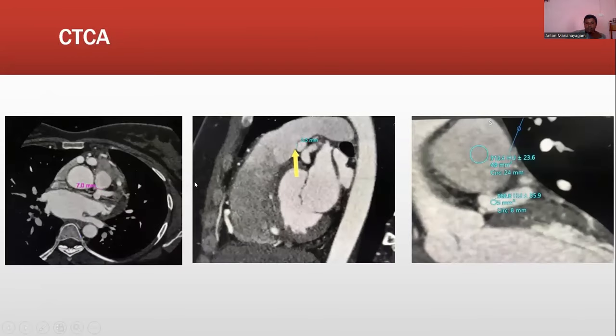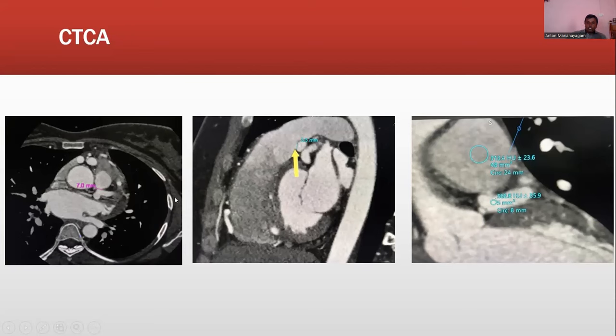Now, if you see clearly, this is the aorta and this is the pulmonary artery. If you can guess, this is the pulmonary artery, the common pulmonary trunk. What you see is that the origin of the left main stem of the left coronary artery is from the pulmonary artery. How do you call this anomaly? This is called ALCAPA, anomalous origin of the left coronary artery from the pulmonary artery.